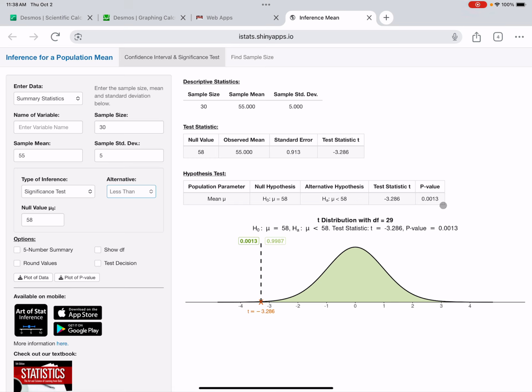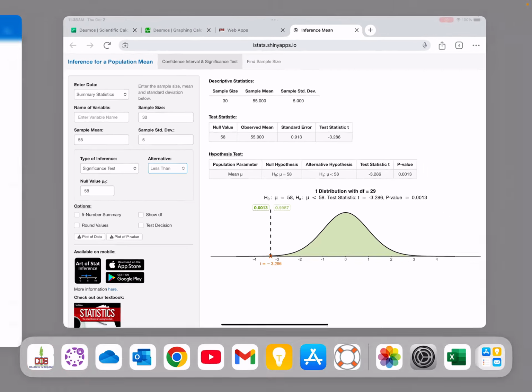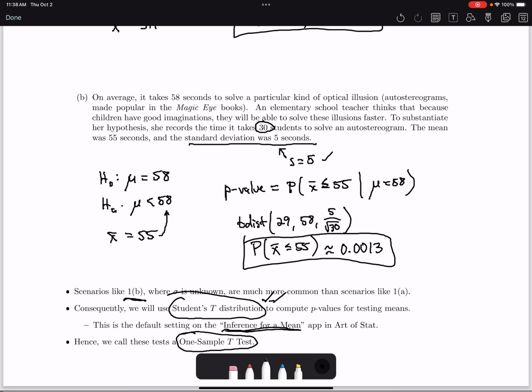And then you can see the p-value, right? 0.0013. It's also given down here. And sure enough, that matches exactly what we got when we did it ourselves through Desmos. But it's a little bit easier, I think, to do it through Art of Stat and get the p-value that way. So that's how I would like for you to do it in the future, okay?